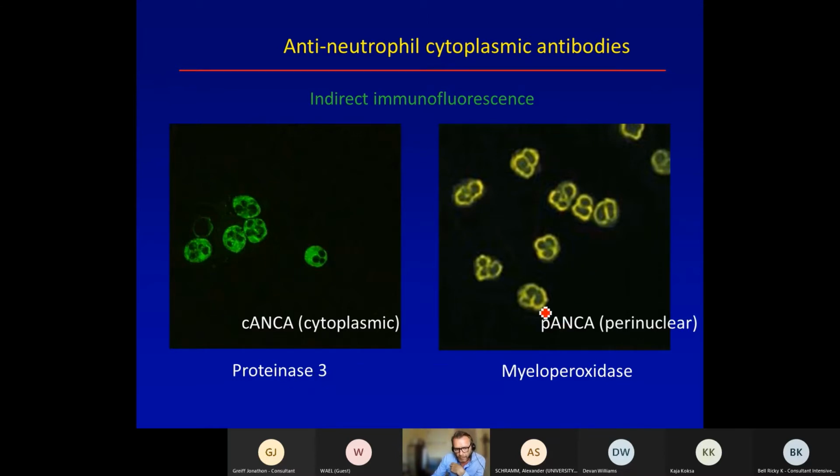The second pattern is P-ANCA or the perinuclear pattern, where the intensity of staining is particularly around the nucleus. And again, in the vast majority of cases, patients with P-ANCA staining have antibodies targeted against an antigen called myeloperoxidase. So when you do your screening test, if the indirect immunofluorescence is positive, the laboratory will do a specific test using an ELISA, using purified specific antigens to determine whether the ANCA is associated with PR3 or MPO.